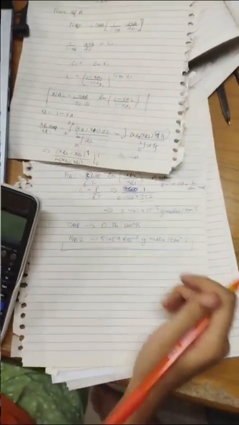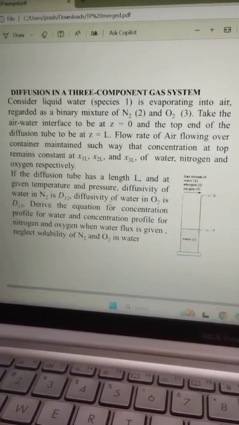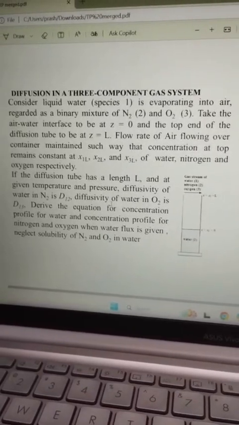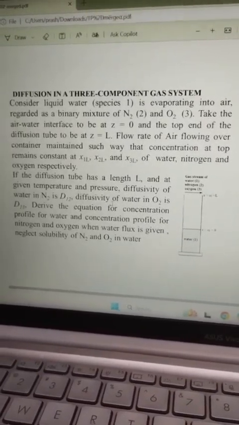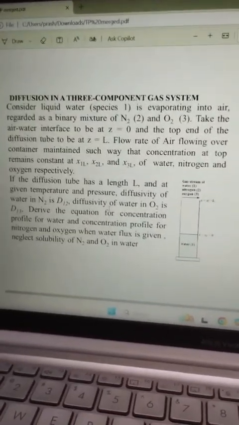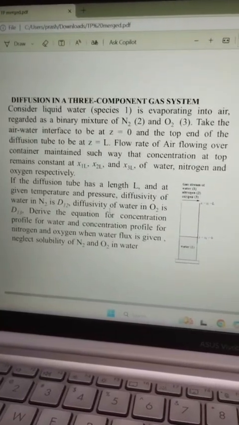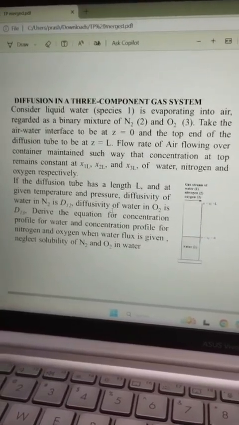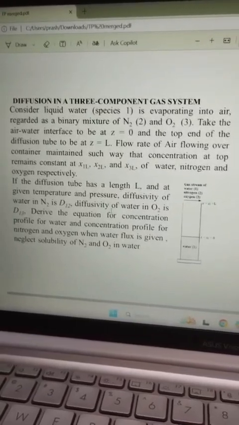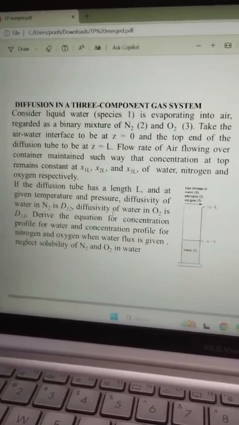Now let's move on to the second part of the video. We just learned diffusion of A through non-diffusing B. Now we will move on to diffusion in a 3-component gas system. Consider liquid water, which is species 1, evaporating into air regarded as a binary mixture of N2 and O2, which are species 2 and 3 respectively. Take the air-water interface to be at Z equal to 0 and the top end of the diffusion tube to be at Z equal to L.